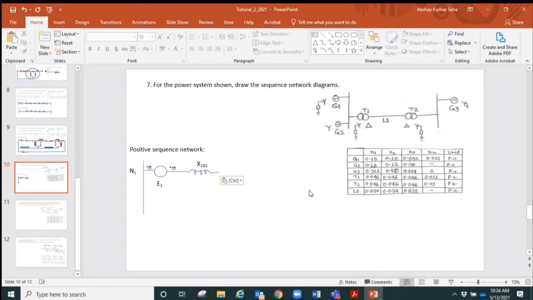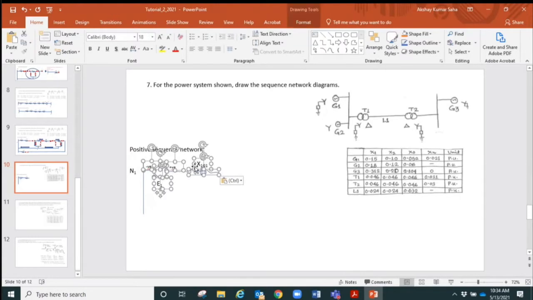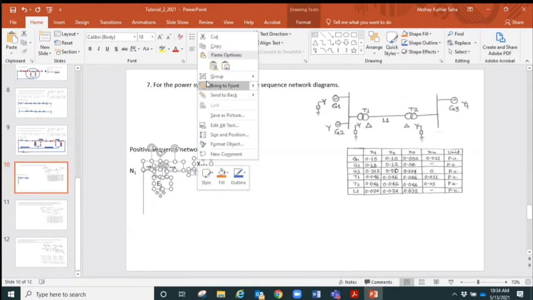So that voltage source is shown. Then we have the generator 1 positive sequence reactance x1 shown. So we are done with generator 1. Now we go to generator 2. For generator 2, what will happen? It will be the same thing. So it will also have a voltage source.